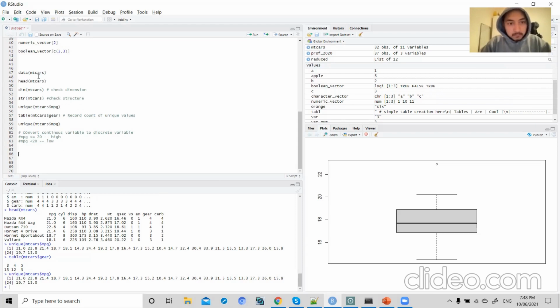So let's create a backup table, because this is our main table. Let's create a backup table, mtcars2, let's say. This will create a backup of your main table. Now mtcars2 dollar, your new variable, let's say, is MPG category.